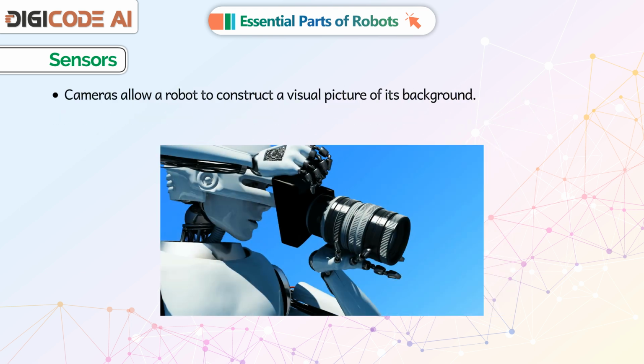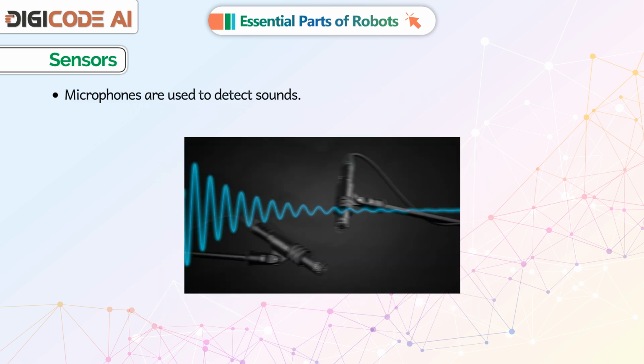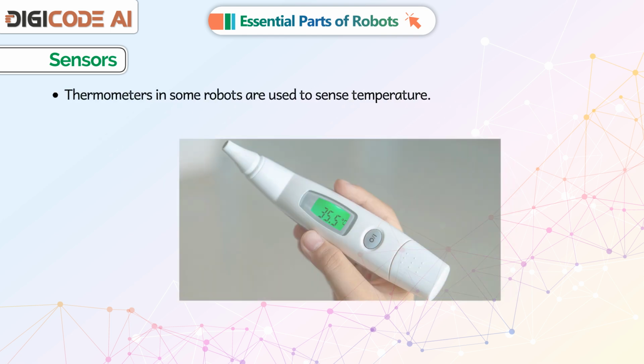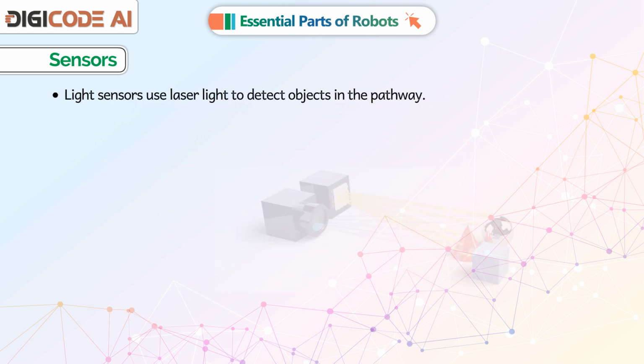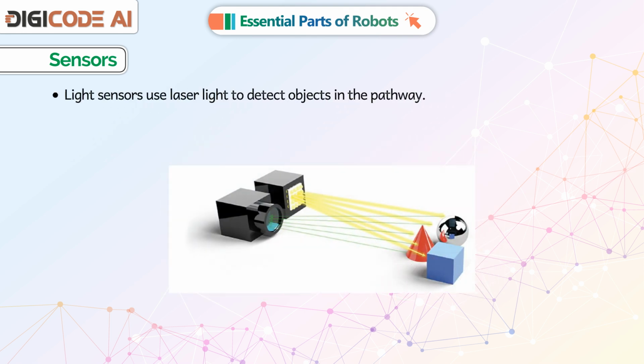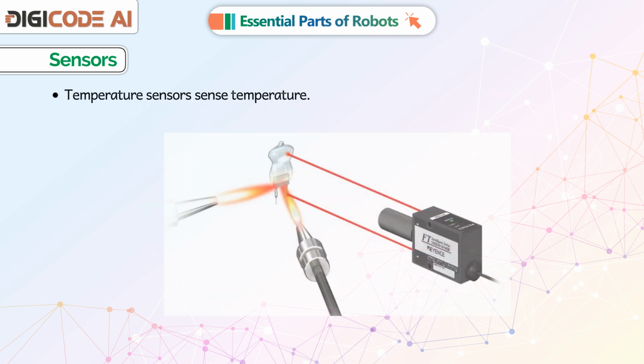These include: cameras, which allow a robot to construct a visual picture of its background. Microphones are used to detect sounds. Thermometers in some robots are used to sense temperature. Light sensors use laser light to detect objects in the pathway. Sound sensors or supersonic sensors use high-frequency sounds to detect objects.